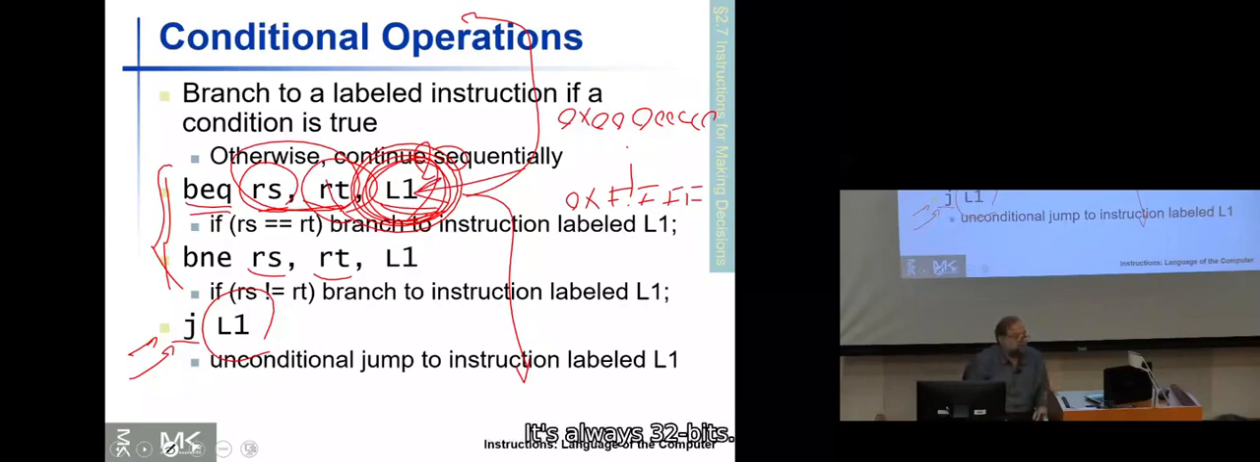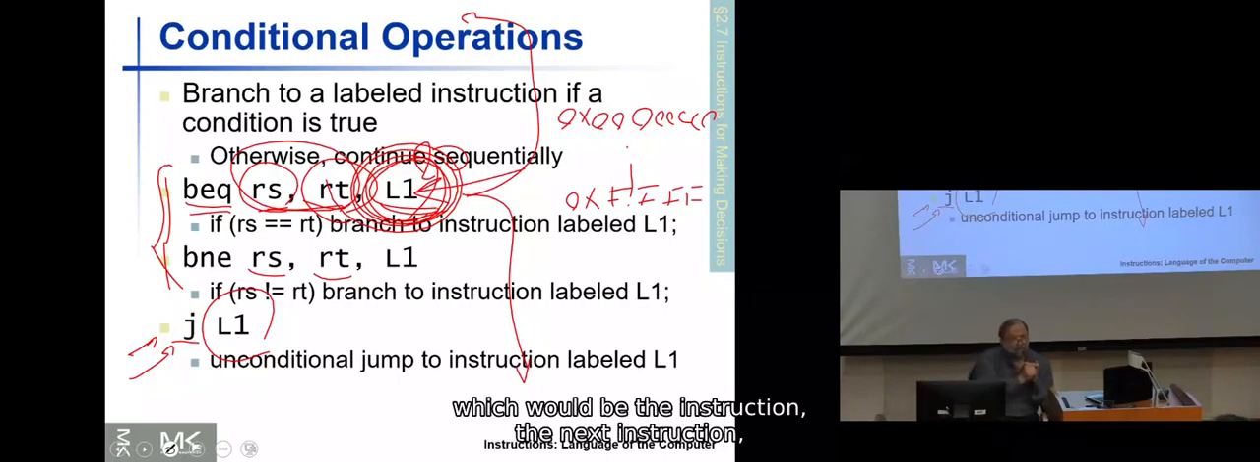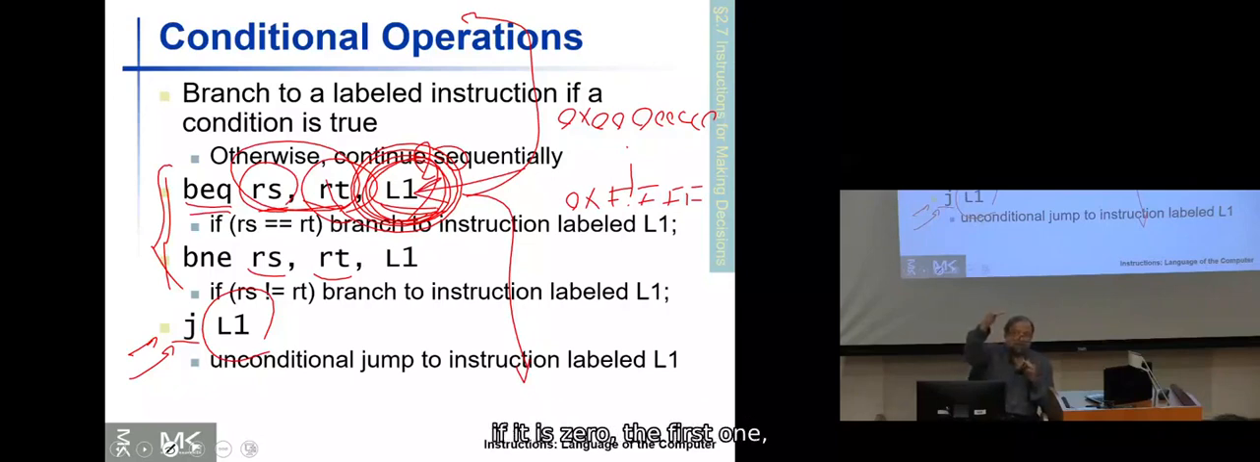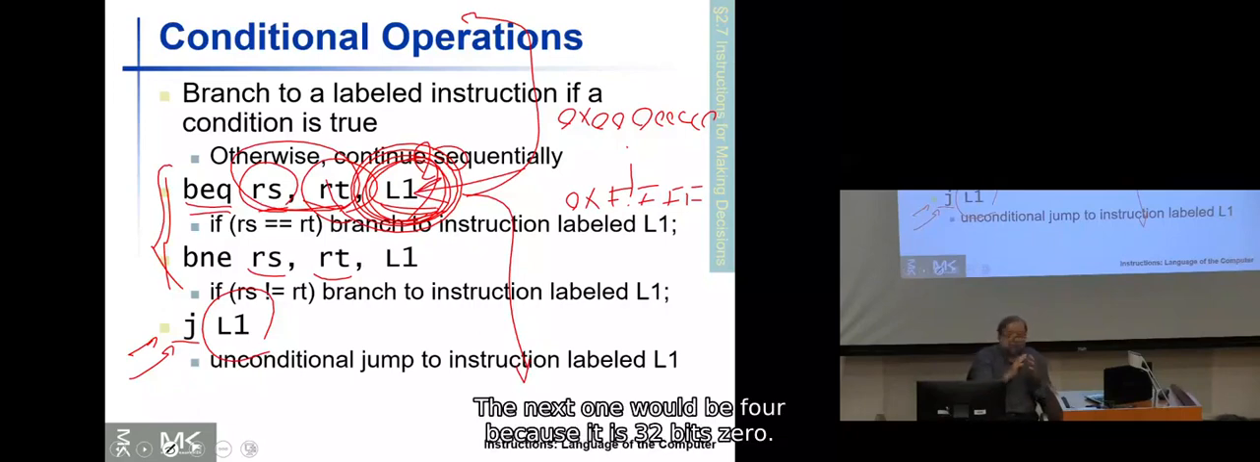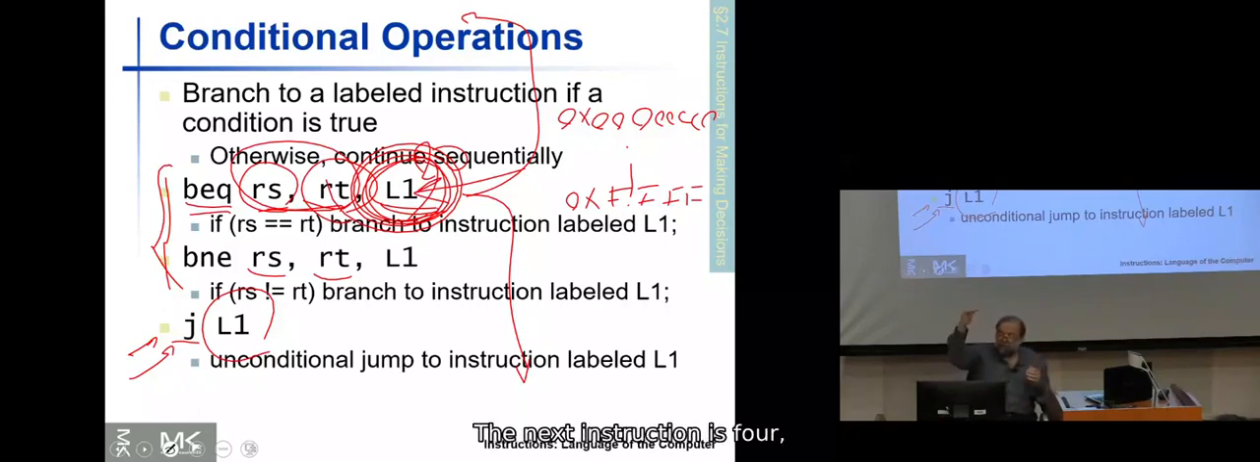It's always 32 bits. Since it is always 32 bits, what would be the address of the instructions? 0, then the next one. Which would be the next instruction? If the first is 0, the next one would be 4. It cannot be 1, 2, 3. The next one would be 4 because it is 32 bits. The next instruction is 8. The next instruction is 12.